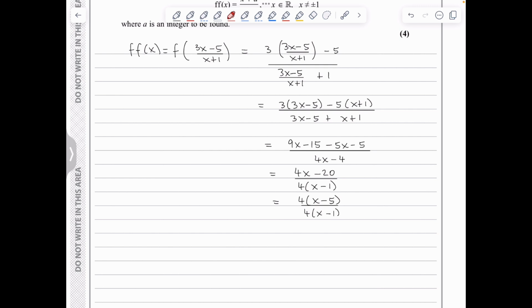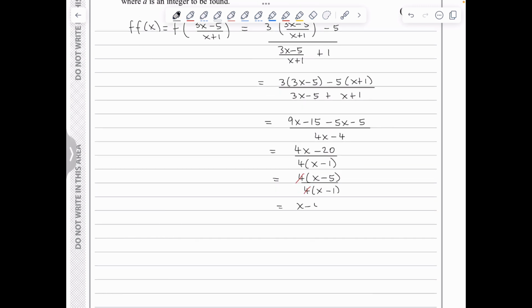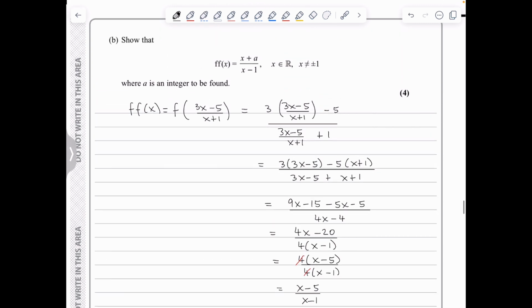Obviously, the 4's will cancel out, and I'm left with (x - 5)/(x - 1), which is exactly of the form provided in the question, with a being equal to -5.